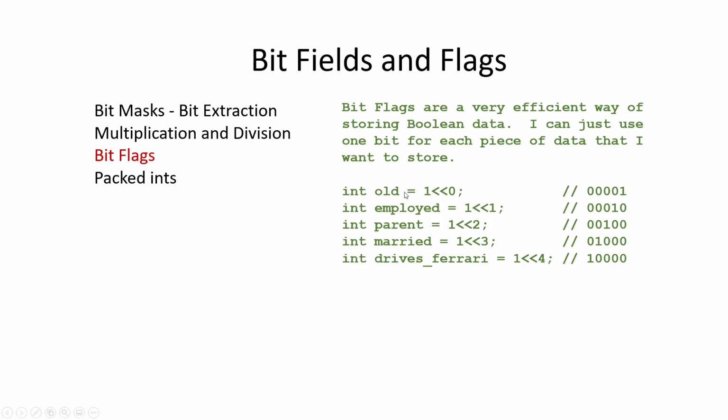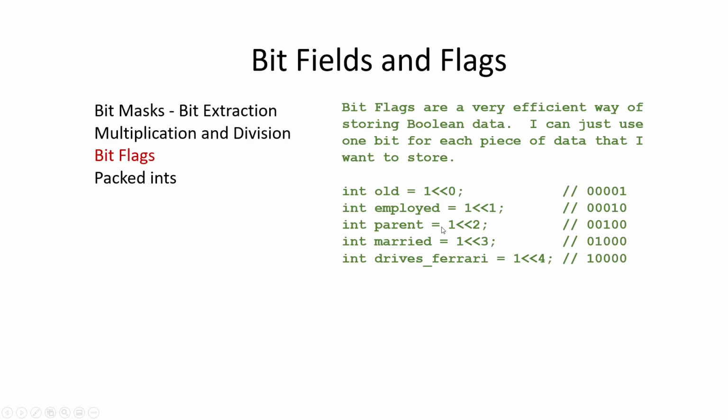So here, I'm just going to declare a bunch of variables to use as my flags. So these are data that would maybe represent a typical person. So they could be old or young. And I'm just going to store 1 shifted 0 positions into old. So that's going to be number 1. And then I'm going to keep track of whether they're employed or not. So again, I'm using Boolean data, true or false. So I'm going to take 1 and shift it by 1 position. And now I'll get 00010 or 2.